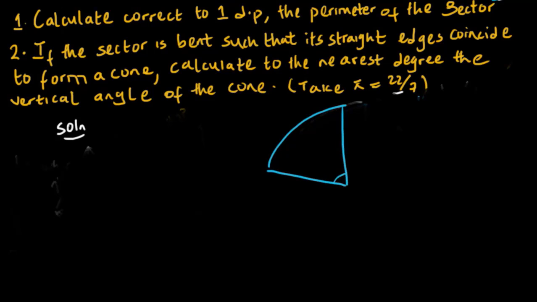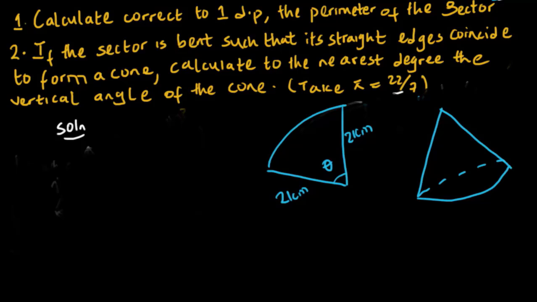now we know that this place is theta. This is the radius of the sector and we know it to be 21 centimeters. So this place is 21 centimeters, 21 centimeters. Now we turn this sector into a cone. So we have a cone. Now we know that this place is 21 centimeters, which is the slant height of the cone. This is the vertical height of the cone.